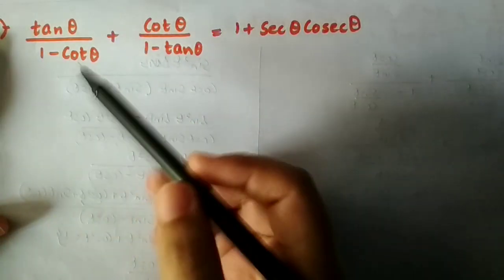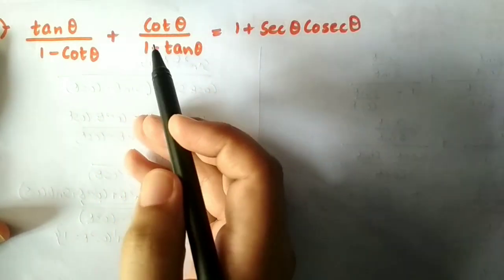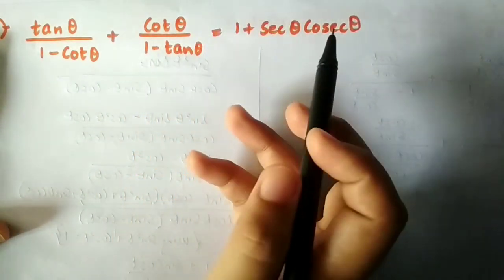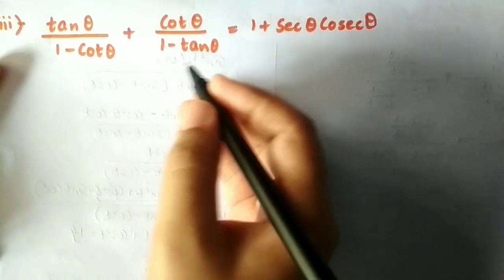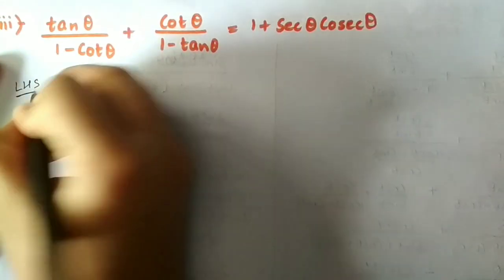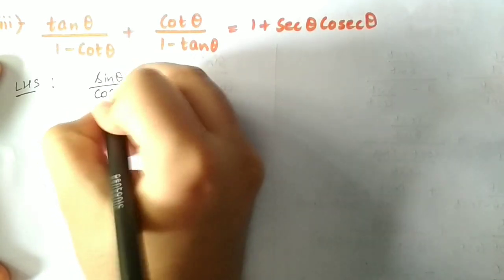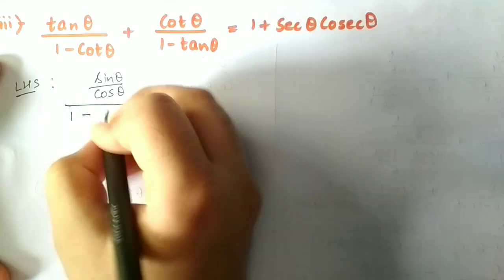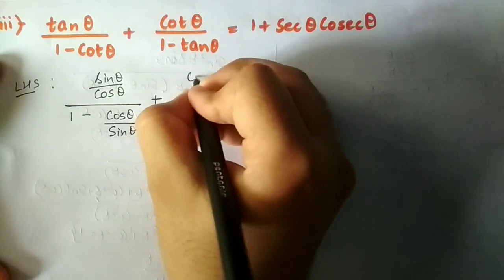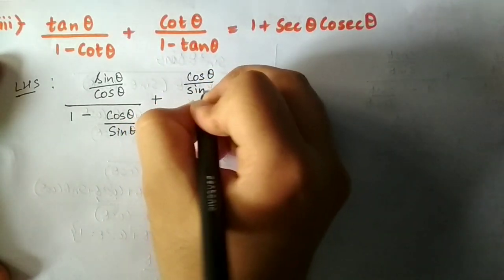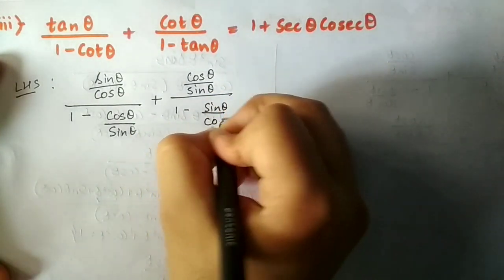In third part, you need to prove tan theta upon 1 minus cot theta plus cot theta upon 1 minus tan theta equal to 1 plus secant theta into cosecant theta. So now our first step is to convert the trigonometric ratios into sine and cos. So take left hand side and write tan theta as sine theta upon cos theta divided by 1 minus cot theta, which can be written as cos theta upon sine theta, plus cos theta upon sine theta divided by 1 minus sine theta upon cos theta.